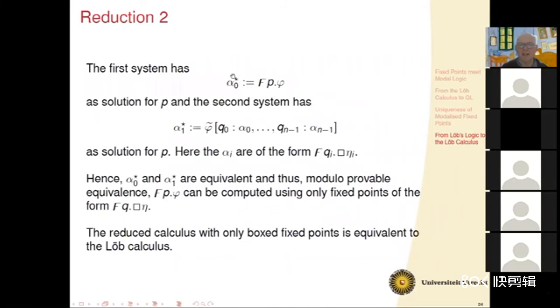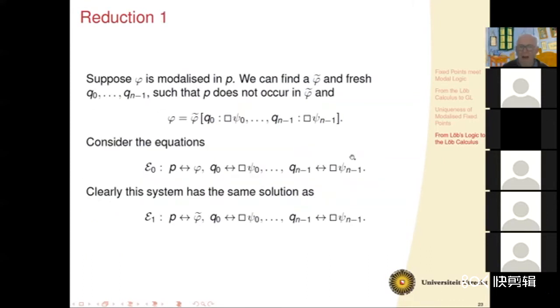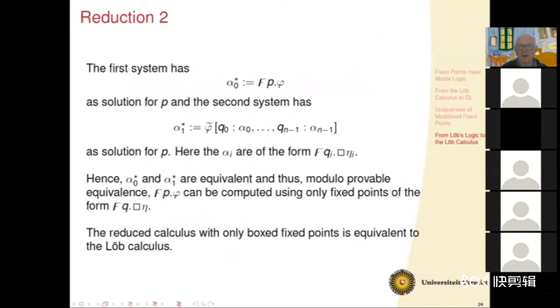So the first system has as its solution simply the fixed point of phi, and the second system has as a solution phi tilde and then the solutions of the QIs, namely, let's say, alpha 0 to alpha n minus 1 as a solution for P. And here the alpha I are all, if you follow the algorithm, simply of the form d gamma QI box eta I for some eta. So these eta I's are going to be substitution instances of the psi I's. That's the whole trick.